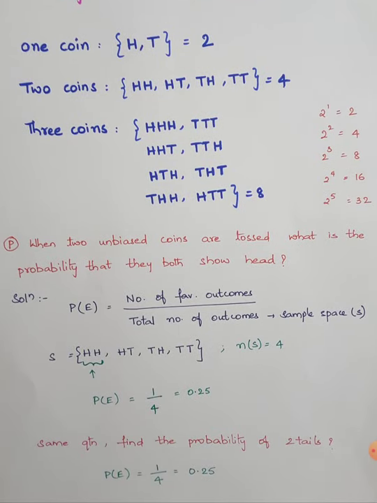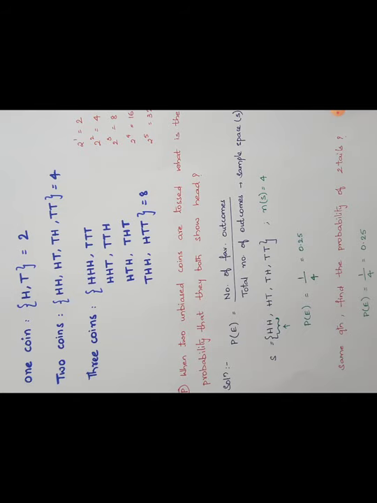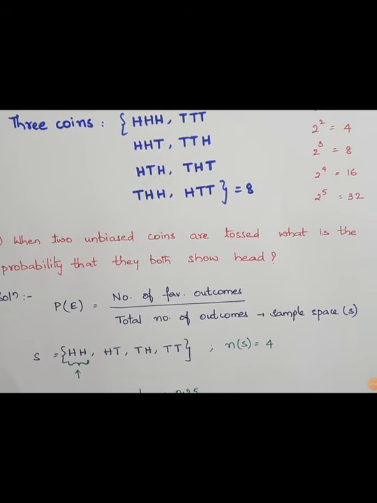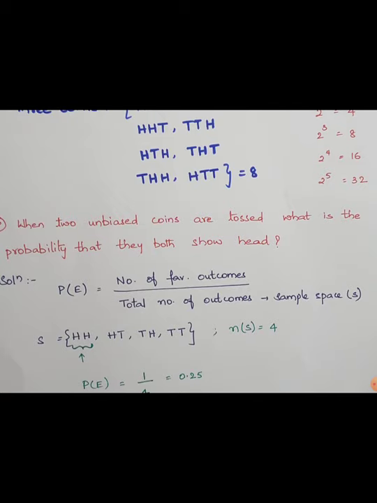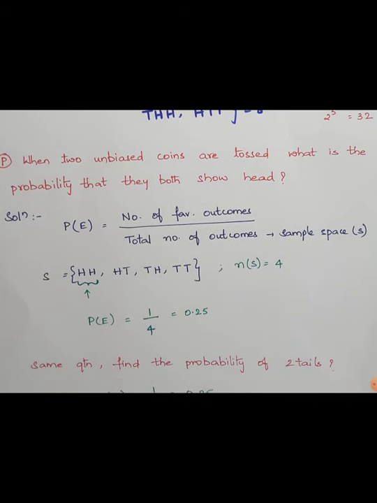So let us start with the problems. When 2 unbiased coins are tossed, what is the probability that they both show head? We all know that the probability of any event is equal to the number of favorable outcomes divided by the total number of outcomes. We write the sample space as head head, head tail, tail head and tail tail. The number of elements in the sample space S is equal to 4.